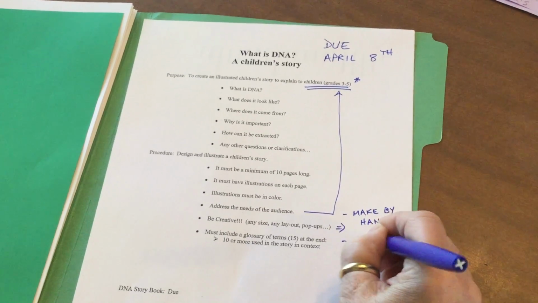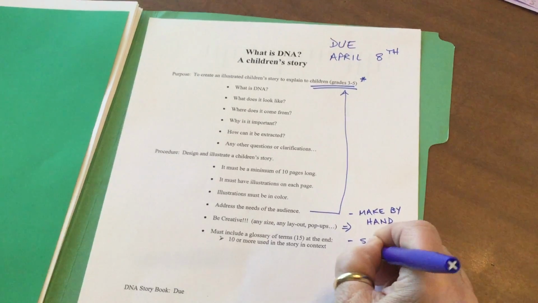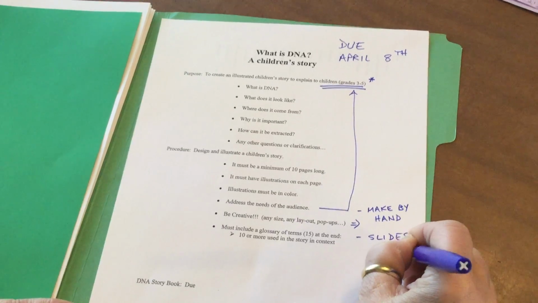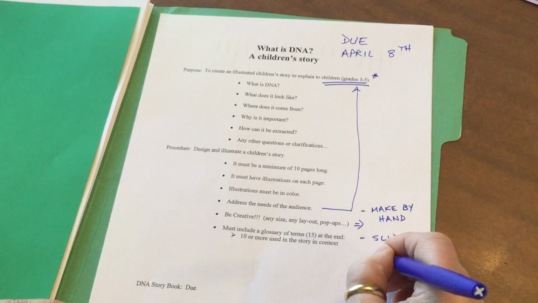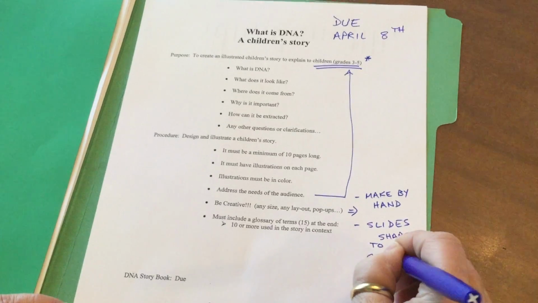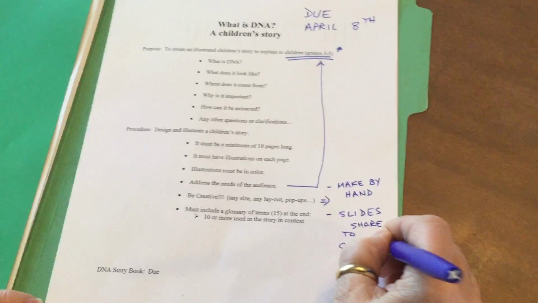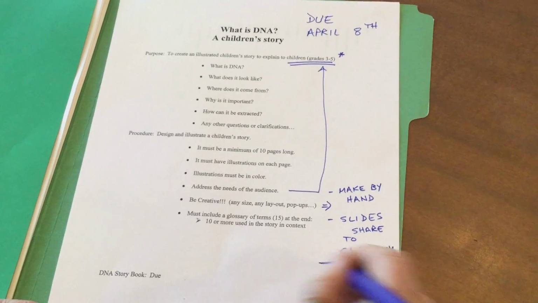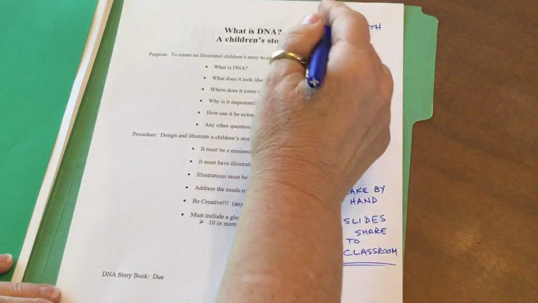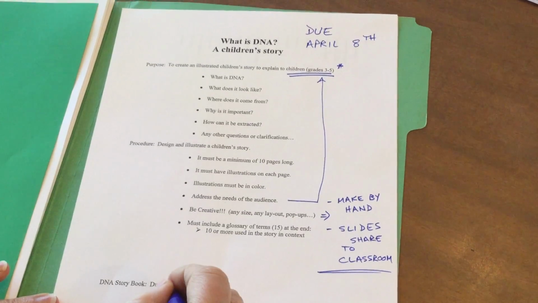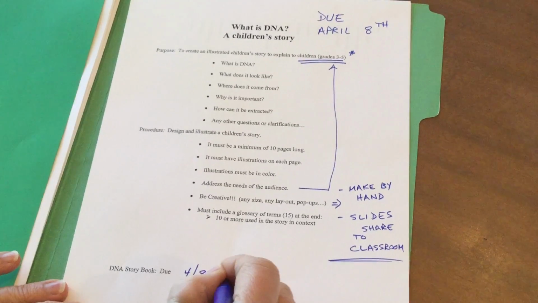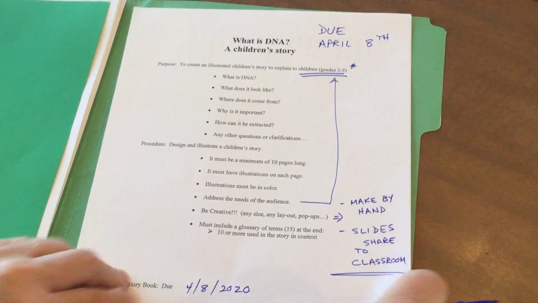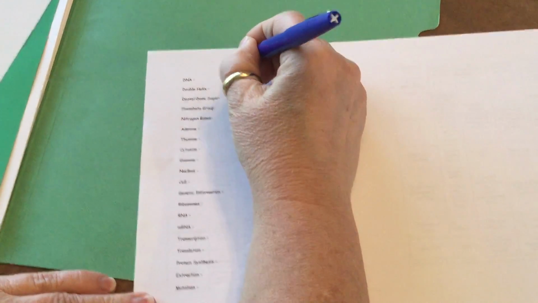You could make it in slides. You could make it and then share it with us. You can put it on Classroom as well. Share to Classroom, right? You could make it in any format that you want to create this book, and then you are going to submit it to us by April 8th. So your due date will be 4/8/2020. Okay. The next page behind this one is a page of vocabulary.